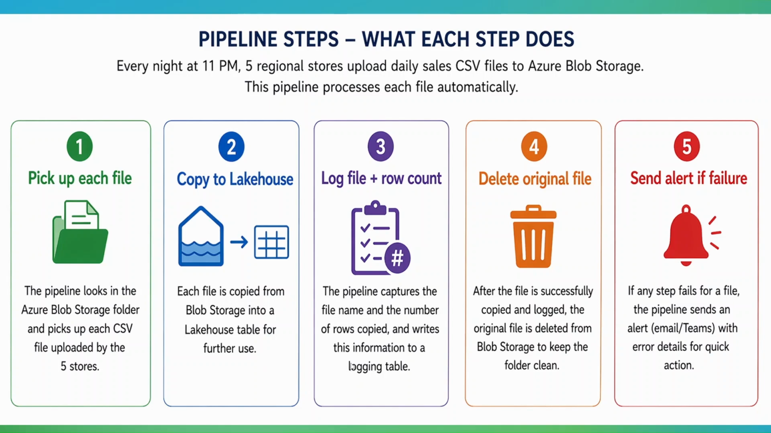Now we save the file name and the number of rows that were loaded. This gives us a log, basically a record of what was processed, when, and how much data came in. Very useful for checking later. And after completing this log file and the row count, once the file is loaded, we delete it from the source folder. This keeps the folder clean and makes sure the same file is not loaded again tomorrow by mistake. This is done by the delete activity.